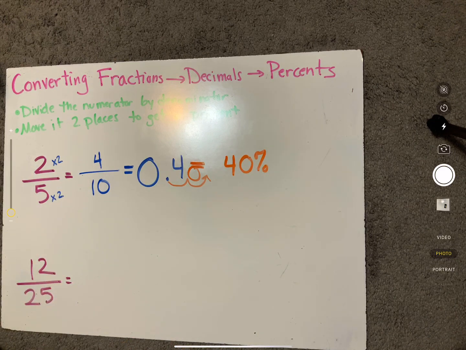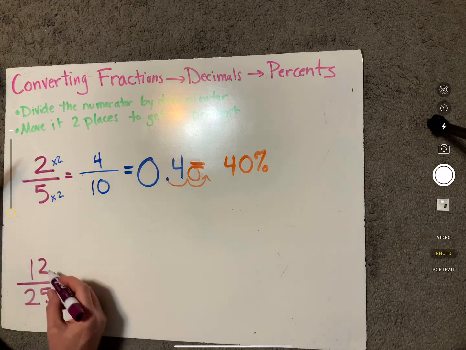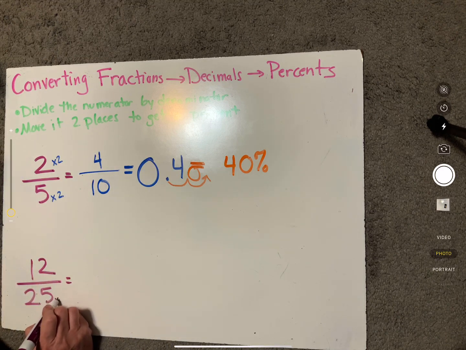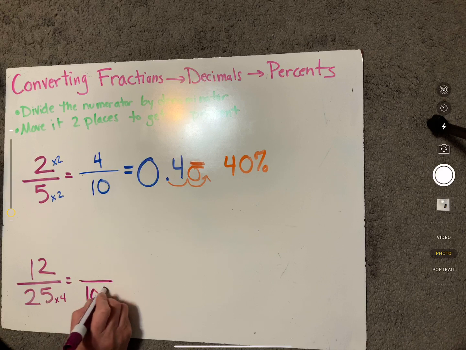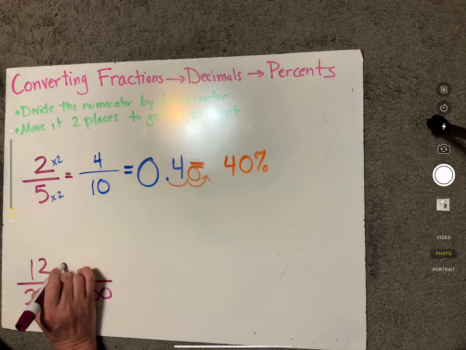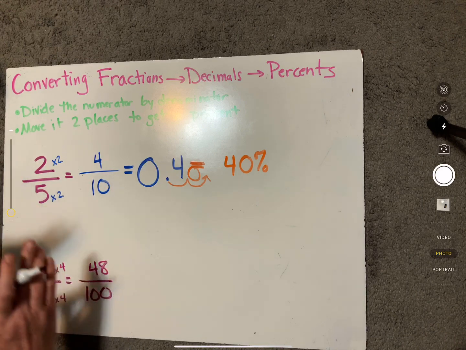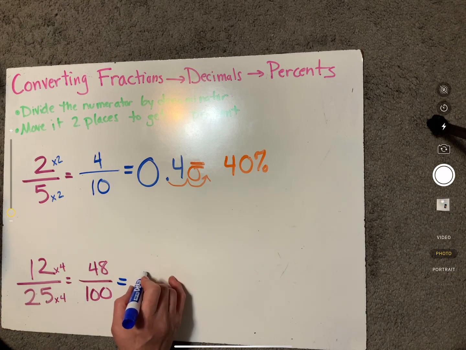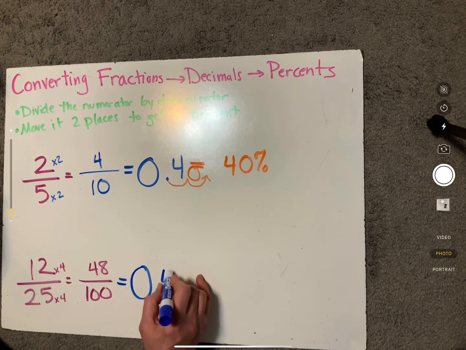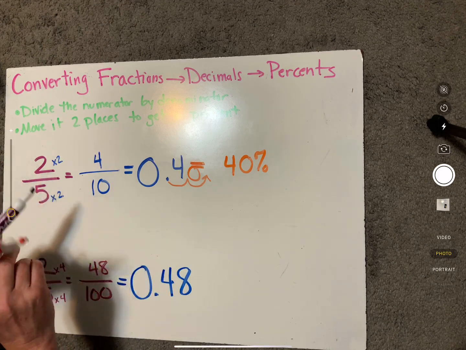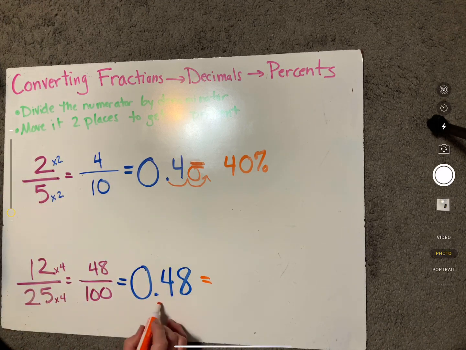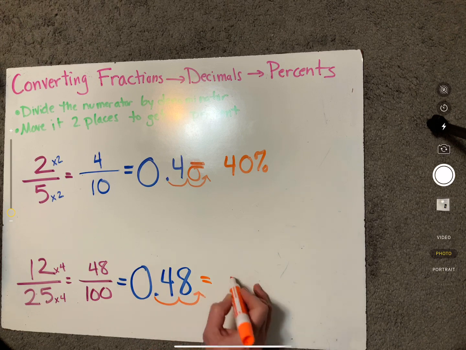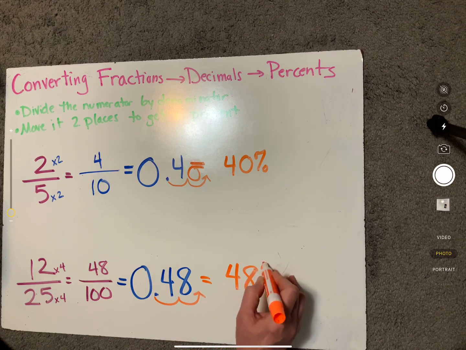Okay? All right, down here we have 12 over 25. So 25 times 4 would get us 100. 12 times 4 would be 48. So now we can change this into a decimal, 48 hundredths. Okay? And then we're going to move our decimal 2 places to get our percent. So we get 48%.